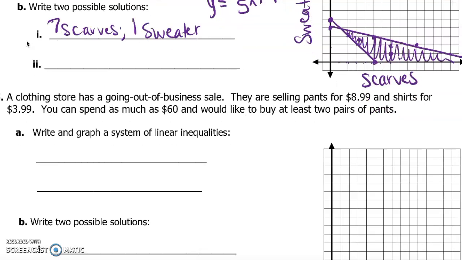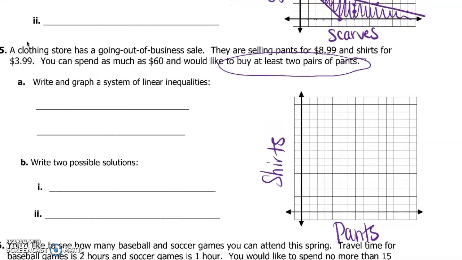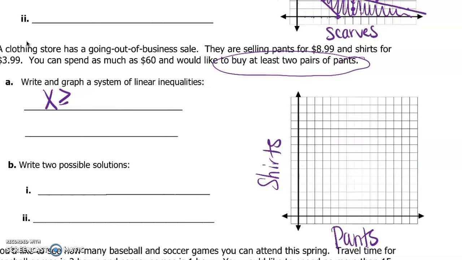Number 5, this one looks a little bit tricky because we have some decimals in here, but we're going to still work it out. The other thing about this is that we have pants and we have shirts, but over here it says at least 2 pairs of just pants. It doesn't tell us a total. We want at least 2 pairs of pants. So I'm going to put pants for my x and shirts for my y, since that's the order they're given in. So we would only have x is greater than or equal to 2.